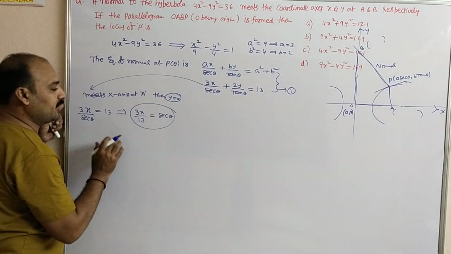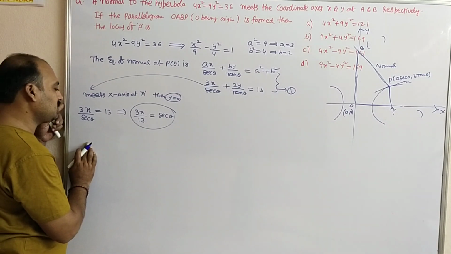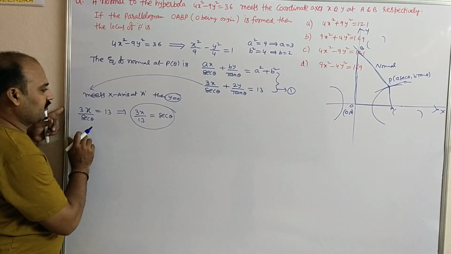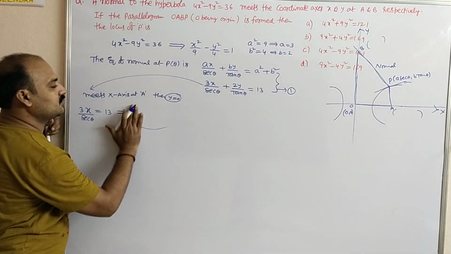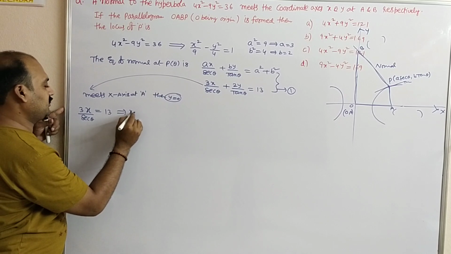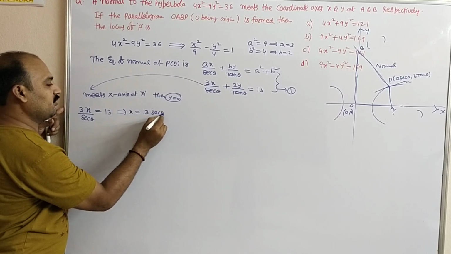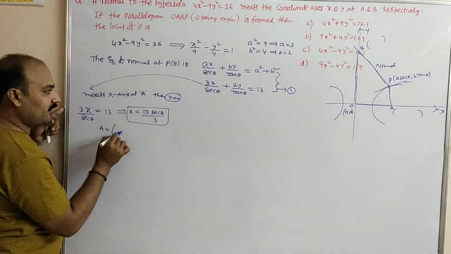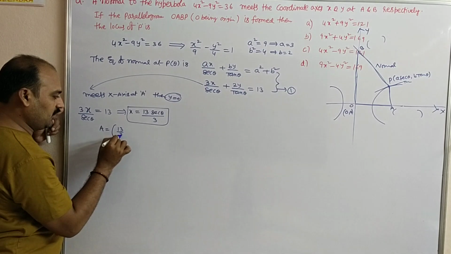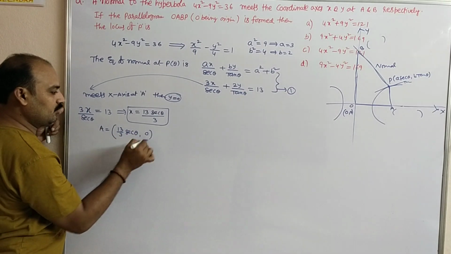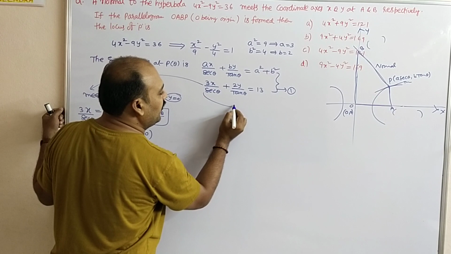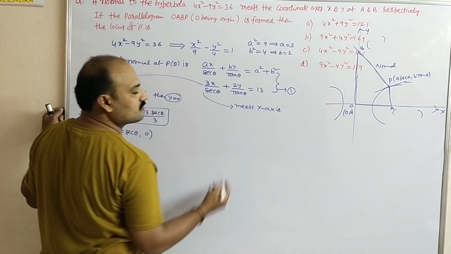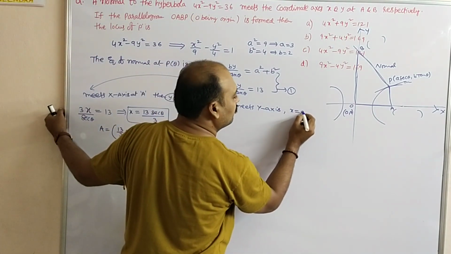So before that, 1 minute more. X make as a subject here. Why? Because I want to calculate the point. So therefore x is equal to 13 secant theta divided by 3. So therefore A point will become what? (x, y) now. So (13/3 secant theta, 0). Similarly, this equation meets the y-axis. Meets the y-axis. Y-axis means x is equal to 0.